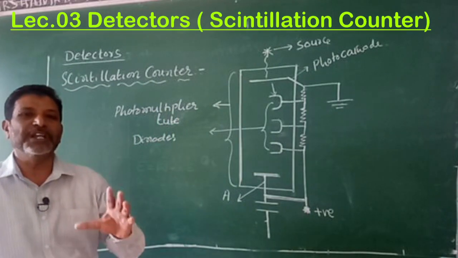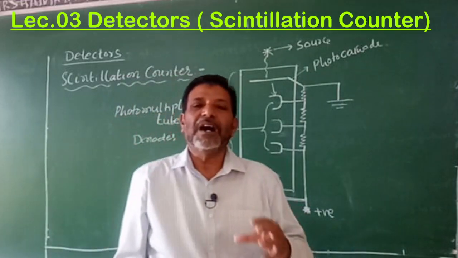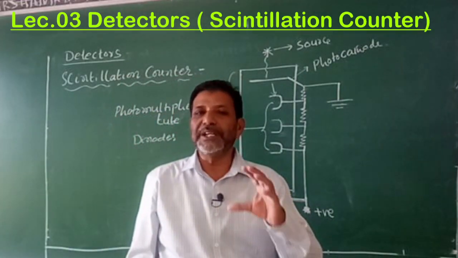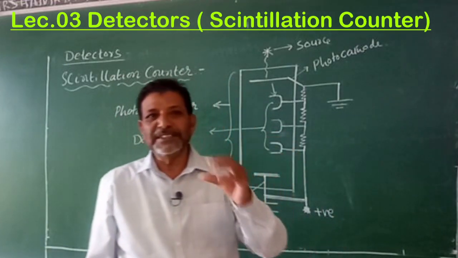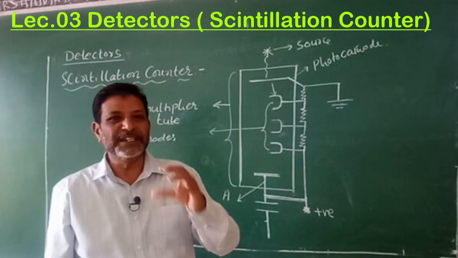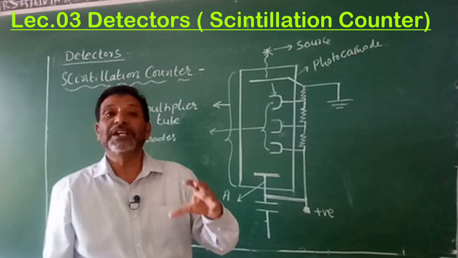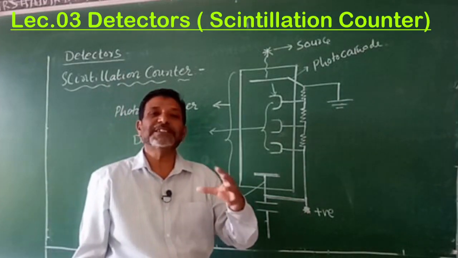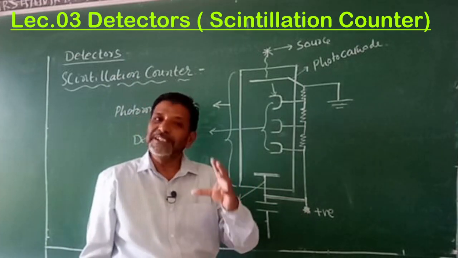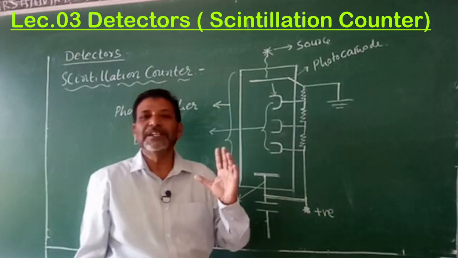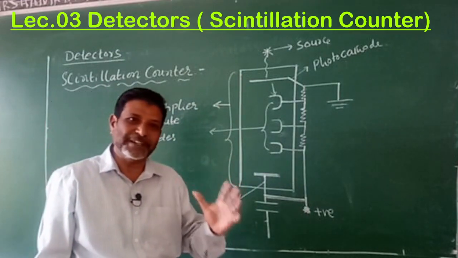Then word by word carefully you listen here. Now there are certain organic and inorganic materials such that when light is incident on them, they produce scintillations, isn't it? That is, they produce flashes of light. Those flashes are known as scintillations. Hence, this detector is named the scintillation detector, isn't it?